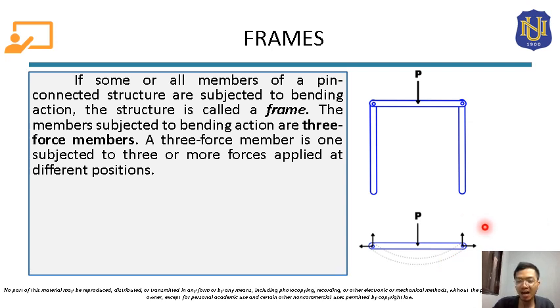So from here, as we count these forces acting in this member, we can count this as 1, 2, 3, 4, 5.